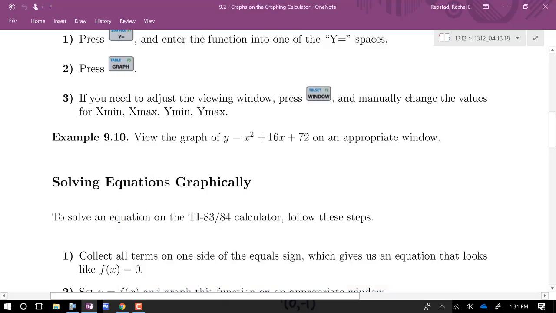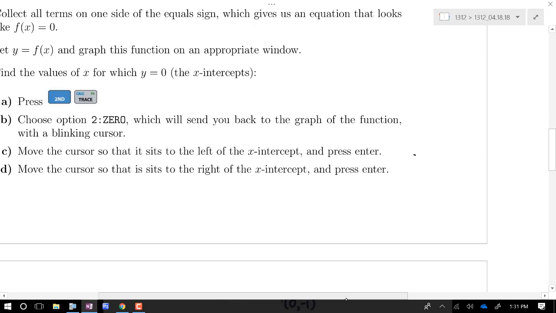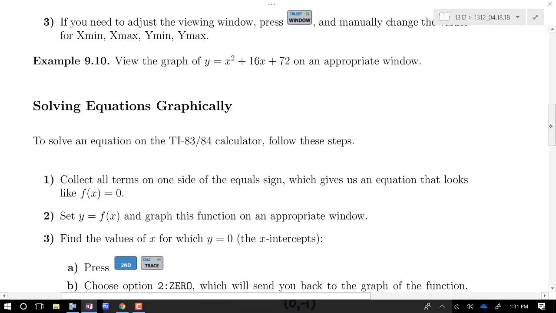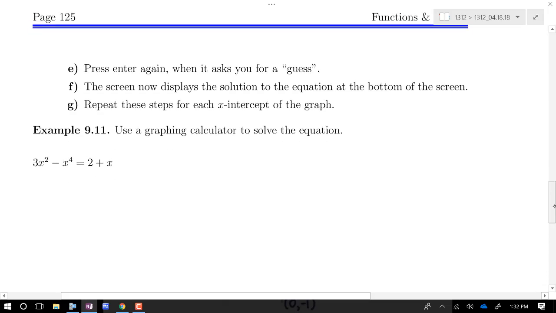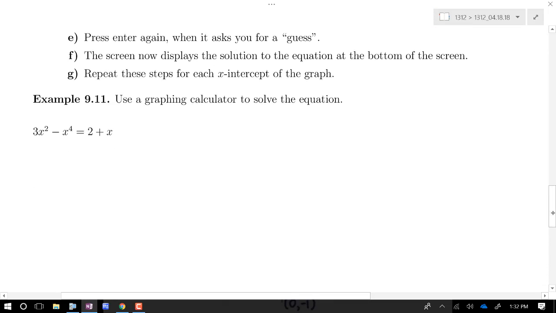okay. So now here's where using the graphing calculator can be particularly helpful, to help us solve equations where our algebraic tools leave us a little bit short. There is a procedure listed here, and I'm just going to go through these steps by example.